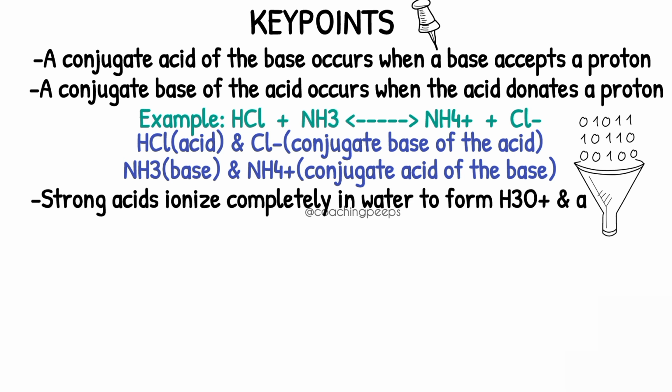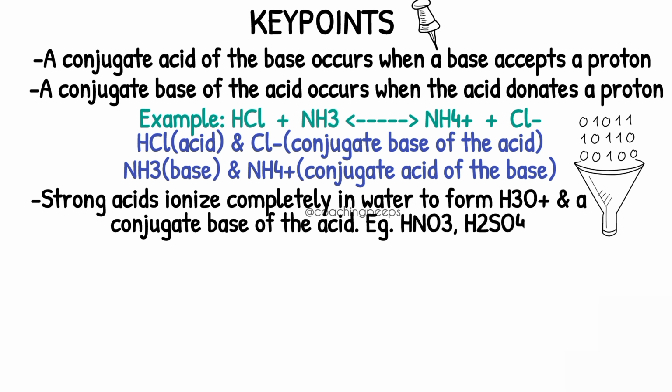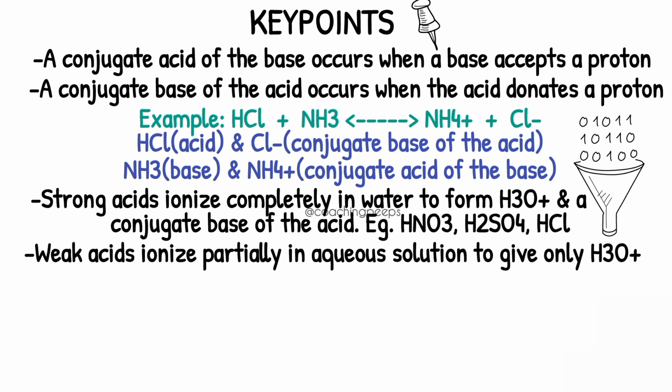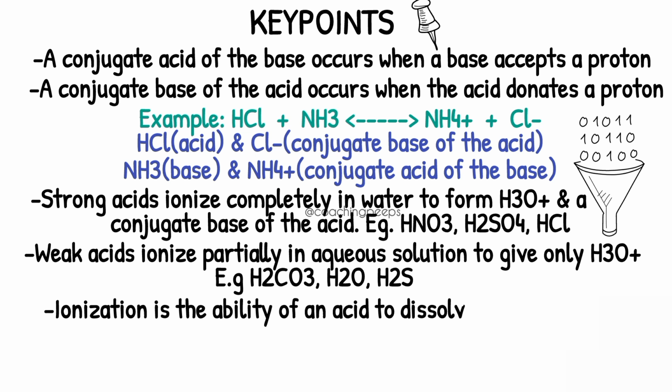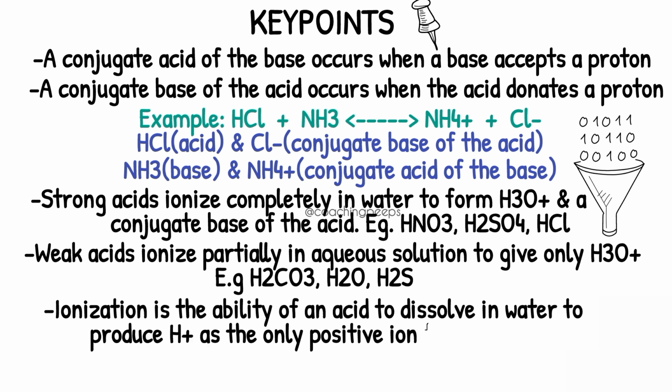Strong acids ionize completely in water to form hydronium ions and a conjugate base of the acid. There are some examples. And weak acids ionize partially in aqueous solutions to give only hydronium ions. The examples are below. Also, ionization is the ability of an acid to dissolve in water to produce H+ as the only positive ion together with the negative ions. H+, that is hydrogen ion.